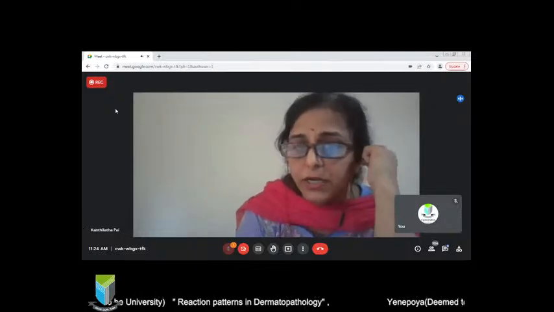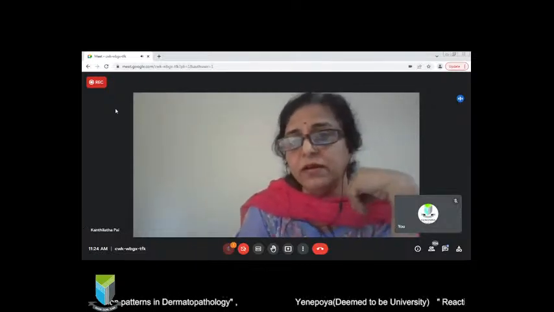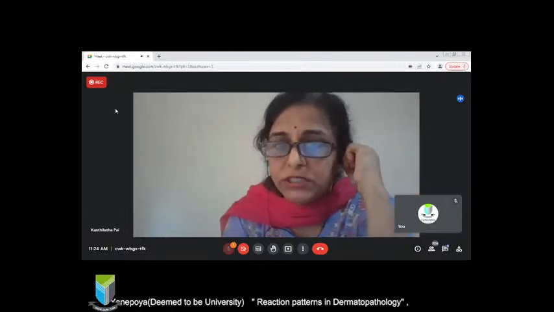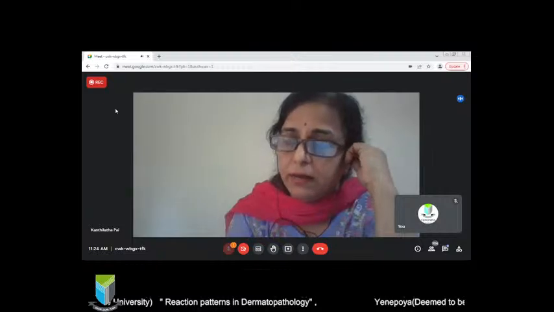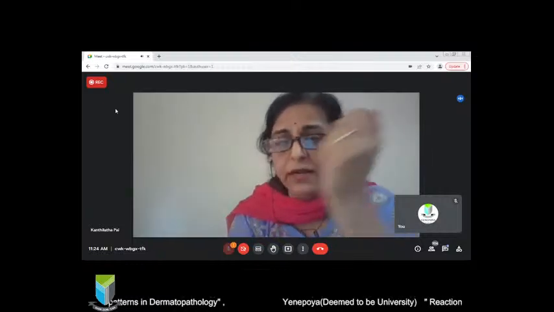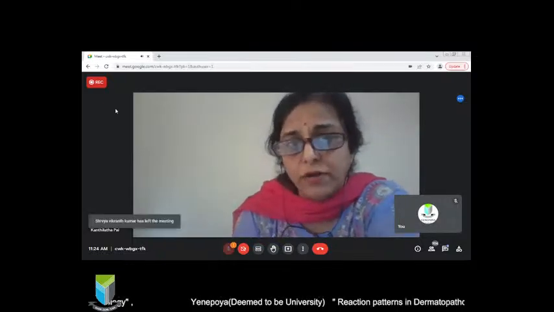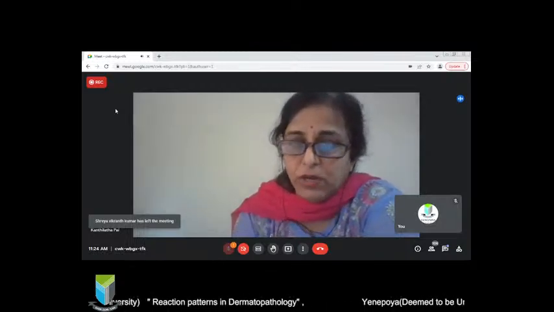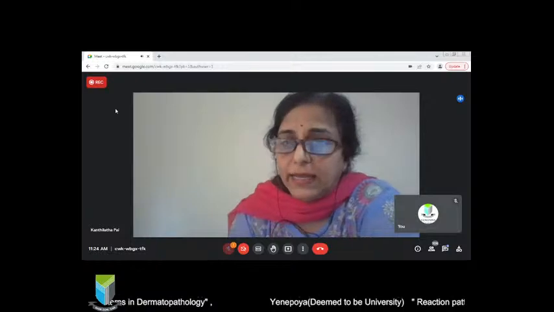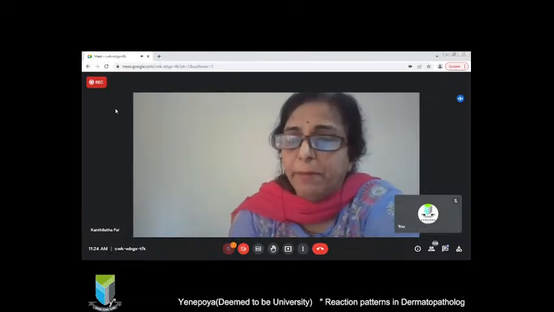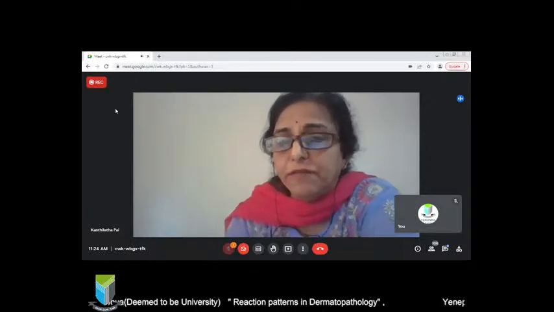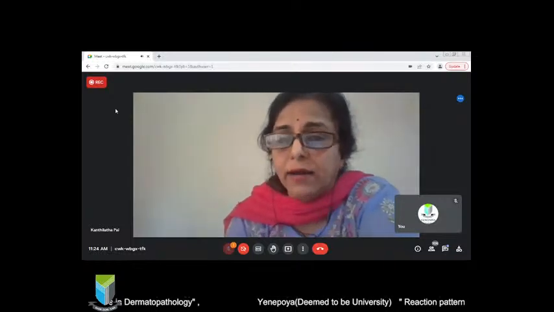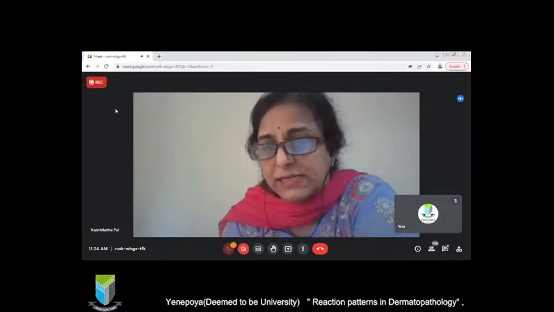Then if you come to the dermis, you look at the dermis. In the dermis, you look for inflammation. Our focus is on inflammatory dermatopathology, so I will not be dealing with other entities. When you have a dermal infiltrate, you see whether it is a superficial perivascular infiltrate, or is it a lichenoid infiltrate, which means you find a band-like infiltrate at the interface of the epidermis and the dermis, almost hugging the epidermis, with basal cell degeneration.